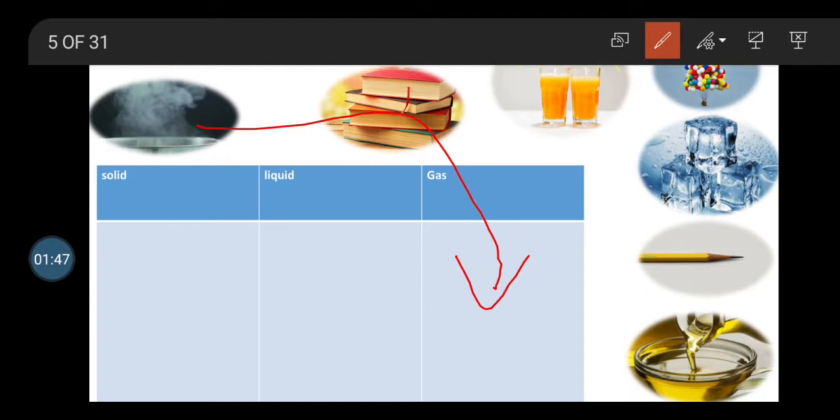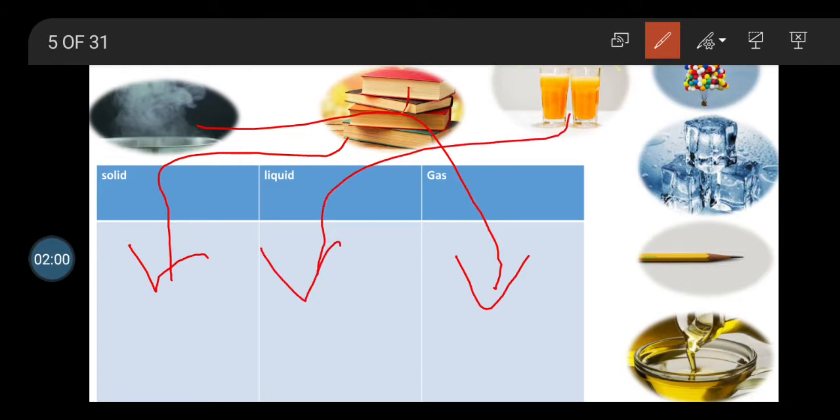We have the book. Which state of matter is it, solid or liquid or gas? Yes, it's solid. About the juice, will it be solid or liquid or gas? It's like water, so it will be liquid.